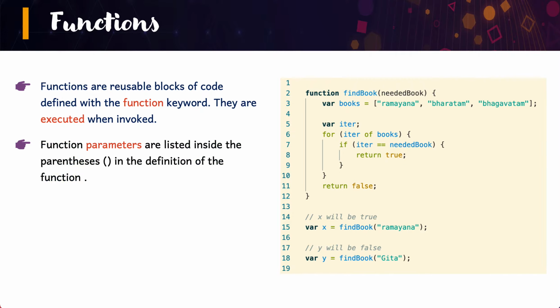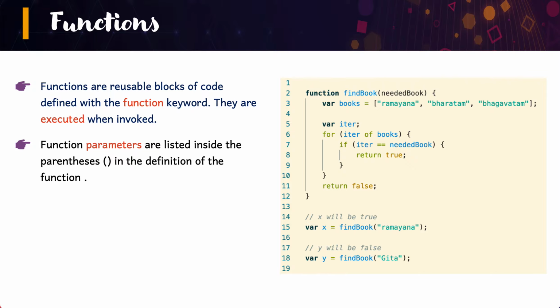Functions have parameters, and if the function has any parameters, they are listed in the parenthesis in the definition of the function. Look at the example, line number 2. It has one parameter, needed book. If you compare with C, you'll immediately say, oh, there is no data type here. There is no int or string or char star or whatever. It is just giving the variable name.